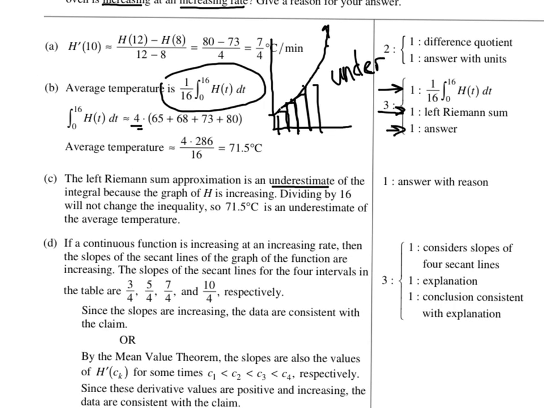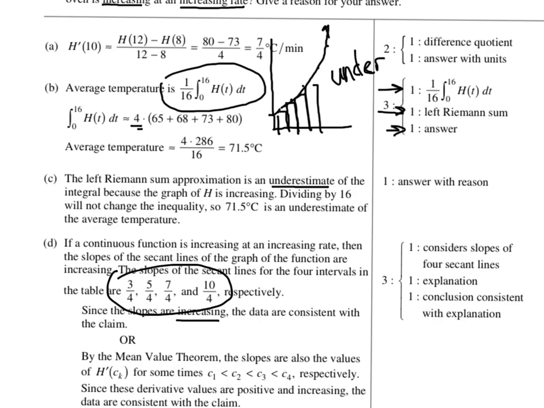So the type of explanation they're going to look for is, one, you will be given a point if you consider the slopes of the 4 secant lines. In other words, the change in y over the change in x, like what we just did. And then your explanation would be something like, since the slopes are increasing, the data is consistent with the claim. And then your conclusion is consistent with the explanation.